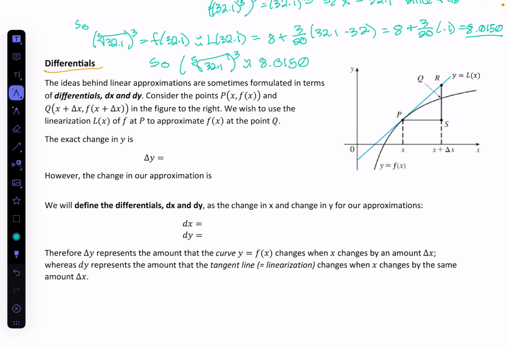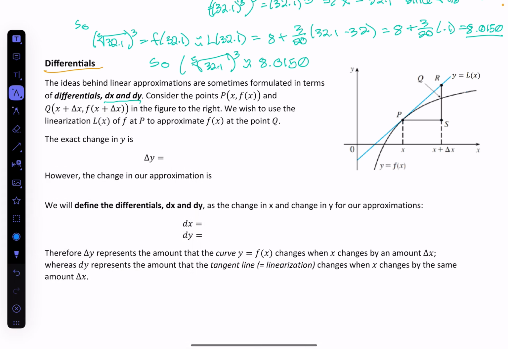Hello again. We are continuing our discussion of section 2.8. We just finished up our initial discussion of linearizations, although they are going to come up again in this worksheet. But now we're going to change gears a little bit and talk about what are called differentials. Now, the idea behind linear approximations is sometimes formulated in terms of the differentials, which we write as dx and dy.